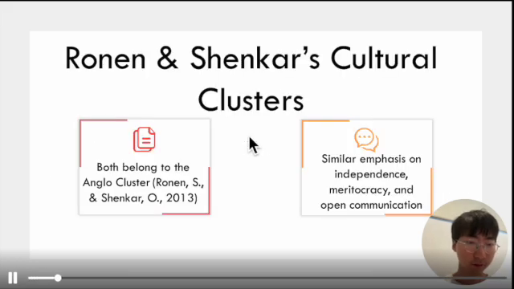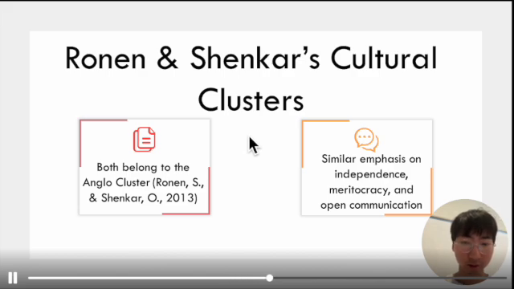The second theoretical framework is Rohner and Schenker's cultural clusters. This model groups countries based on shared cultural similarities. Both Australia and the United States belong to the Anglo cluster, indicating substantial cultural overlap, and the similar emphasis on independence, meritocracy, and open communication. These similarities suggest that cultural distance between the two countries is relatively small, facilitating smoother cross-cultural business integrations.